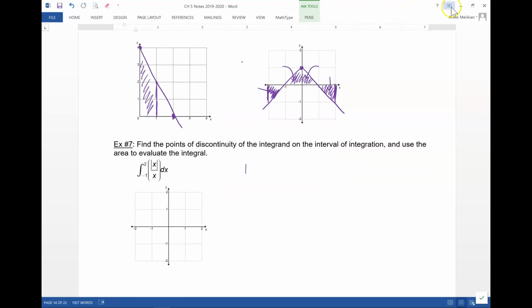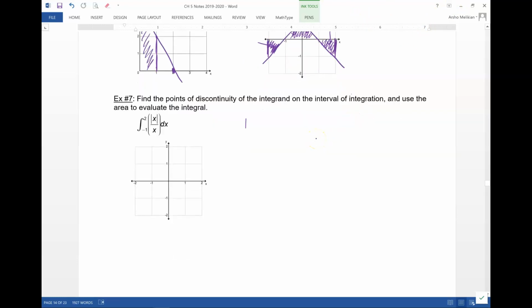Okay, this one's important. Find points of discontinuity of the integrand on the interval of integration and use the area to evaluate the integral. Integrals of absolute values are very, very important. When you have an integral and an absolute value together, you have to think about separating them. So take a look at this one. I have x over x.